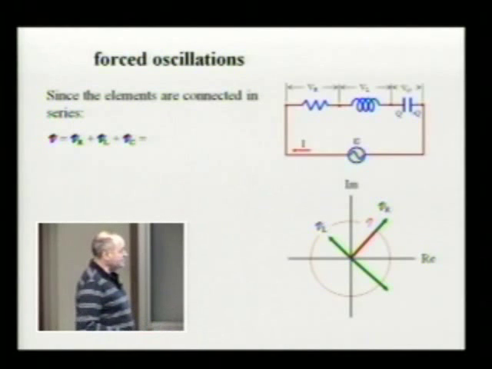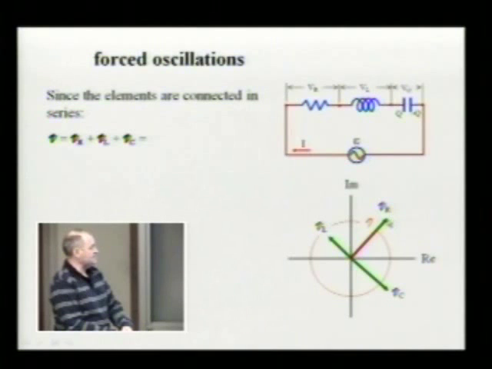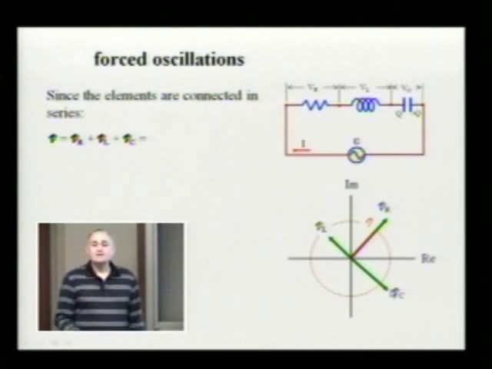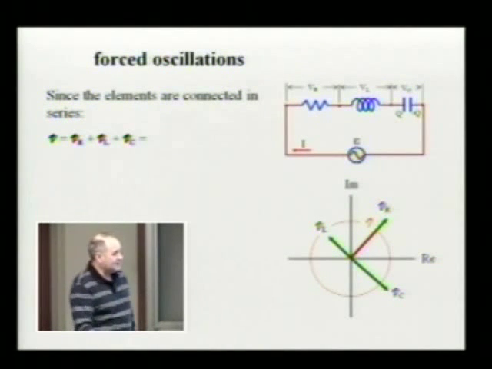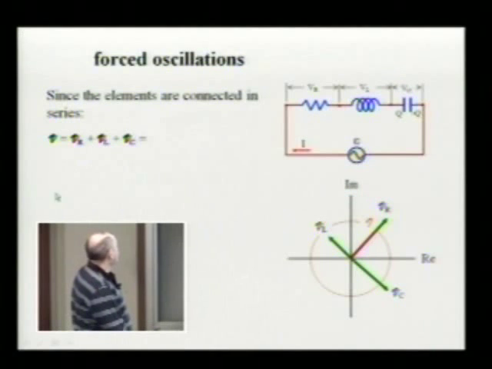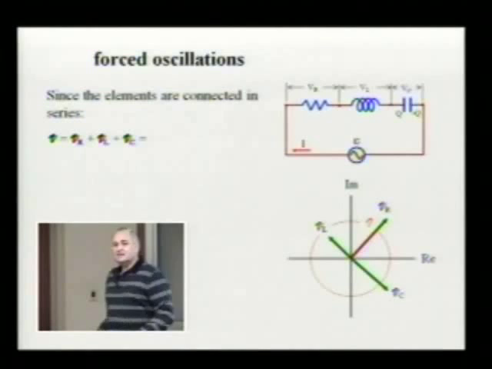Now we have to add these three complex numbers in order to get this phasor. So this phasor is equal to the sum of those three. When we add complex numbers, we add real parts separately from imaginary parts. So adding phasors really is the same as adding vectors. Actually, this is why it is called a phase vector. So if I add those three green vectors, I will get the phasor which corresponds to the voltage across the entire circuit.